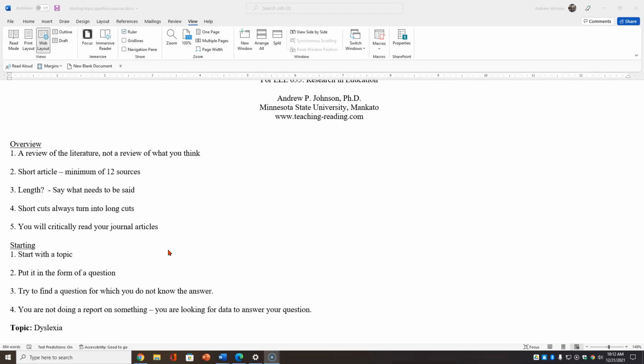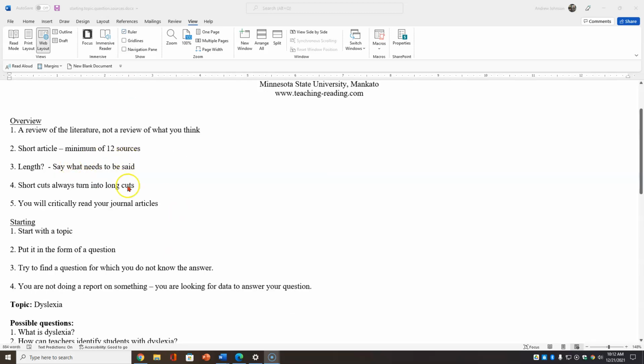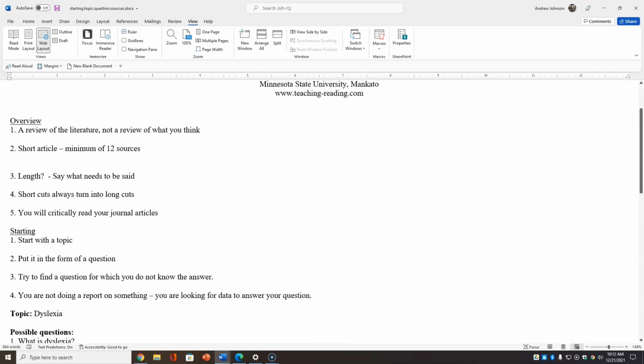And for this course and most, let us think in terms of a short article, which is a minimum of 12 sources. These should be peer-reviewed journal articles. And we'll talk about this in another episode. But we use peer-reviewed journal articles because they are usually the most up-to-date. Peer review is important. And journal articles are easier to review. They're more concise than reading books.